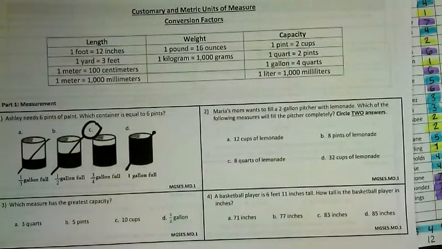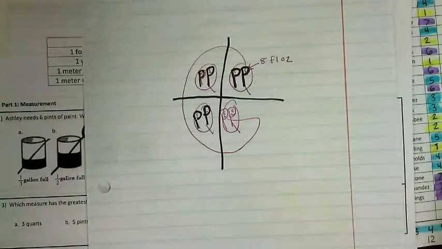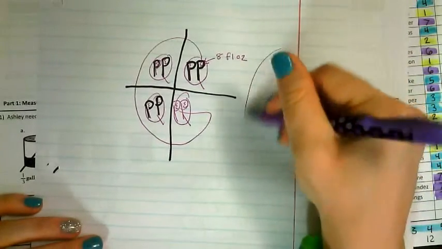Let's look at number 2. Maria's mom wants to fill a 2-gallon pitcher with lemonade. Which of the following measurements will fill the pitcher completely? Circle 2 answers. All right, so I'm talking about 2 gallons. So I've got 1 gallon here, so I can go ahead and quickly draw me another gallon.